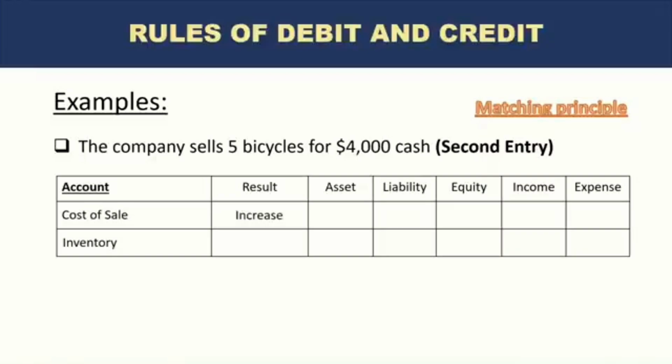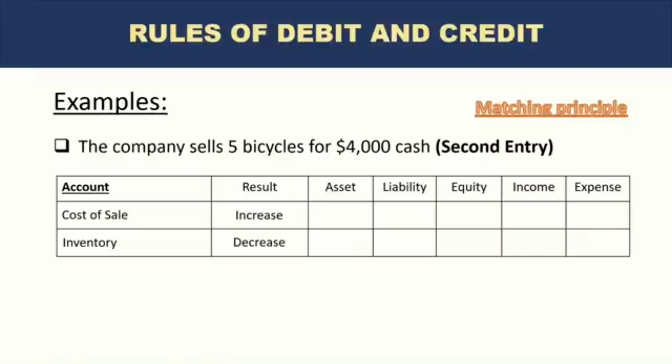So really this is because of the matching principle, because truly the expense is not happening at the time of sale. We had already purchased it, but because we are matching costs and revenue, the expense is being recorded now. The other impact is inventory will decrease. So we had inventory of 10 bicycles, now it has decreased by 5. So there is a decrease in inventory.